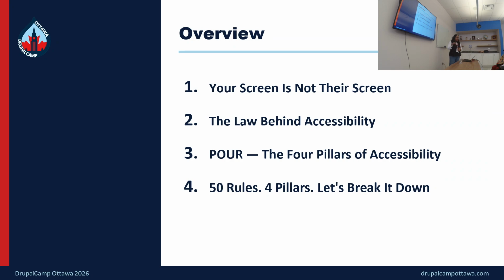Okay, so this is the overview. First is the introduction to accessibility. Then we have the law behind accessibility. Then we have the four principles, the 4 pillars of accessibility. And the last and important part is the 50 rules across the 4 pillars. Let's break it down and discuss it more in depth.